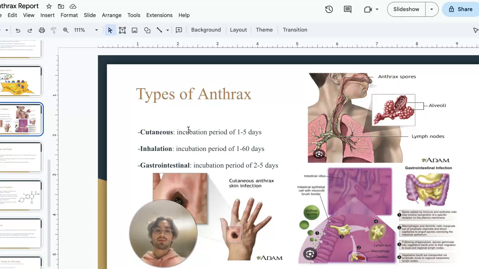For the inhalation form of anthrax, its incubation period is anywhere between 1 and 60 days, which makes it a lot different than the incubation periods of the other 2 types of the disease. It's acquired through breathing in the endospores, and the endospores being trapped in the lungs. And lastly, the gastrointestinal form of anthrax comes from eating contaminated food, such as poorly cooked meat, and its incubation period is about 2 to 5 days.